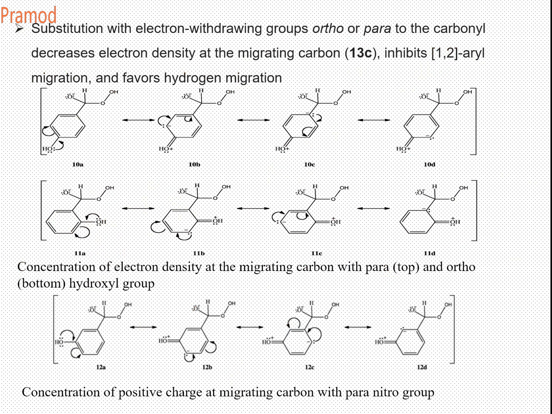Now this is how the effect works. This is the resonance effect that has been shown here. When there is an oxygen at the ortho position, it increases the electron density at the para position, the fourth position from the OH. This favors the movement of electrons. Similarly in the case of ortho, it will increase the electron density on the carbon which will be migrating.